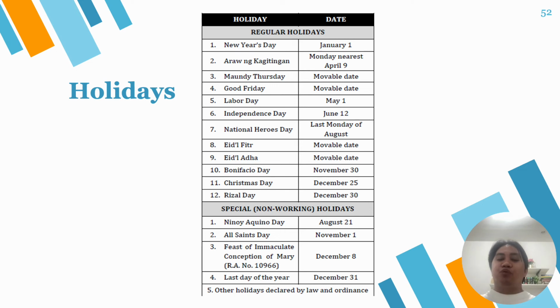Then we have the special non-working holidays. These are outside the 12 enumerated, and they are declared non-working holidays either by the presidential proclamation or your mayor's executive order. These are also holidays. If you work on these particular holidays, you'll still get a premium, but not 200%, but only 130%, a 30% premium. All right, examples of special non-working holidays will be the Ninoy Aquino Day, All Saints Day, the Feast of Immaculate Conception of Mary, and the last day of the year, or December 31.